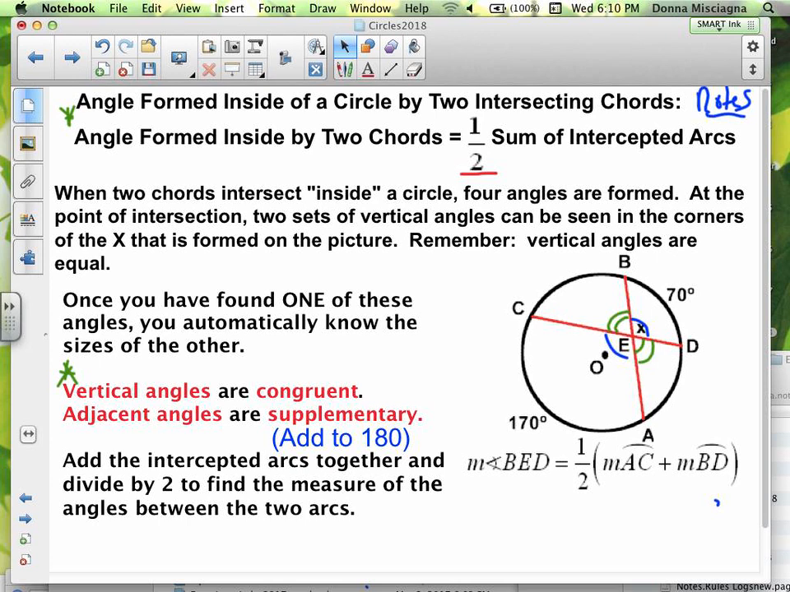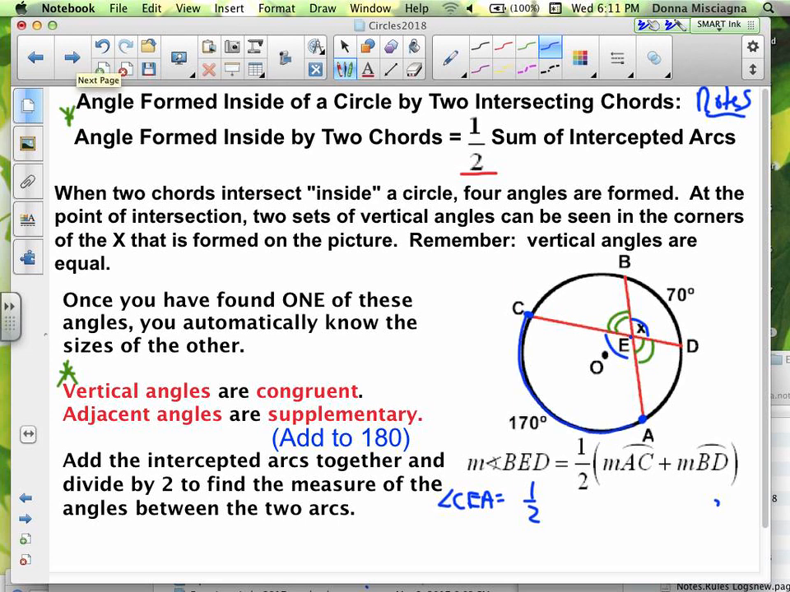So if we want to find the measure of angle BED, which is the exact same measure as angle CEA, all we have to do is add those two intercepted arcs. And so if you follow the angle out, from the vertex E out to point C, and from E out to point A, there's one of the intercepted arcs. And if you follow the other angle, from E out to point B on the circle, and from E out to point D, here's the other intercepted arc.